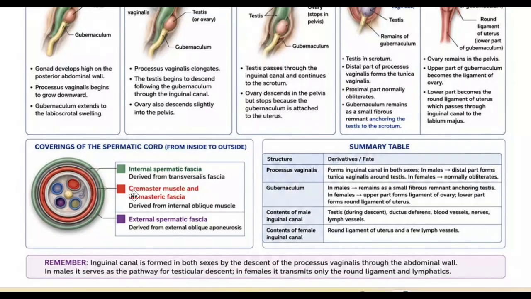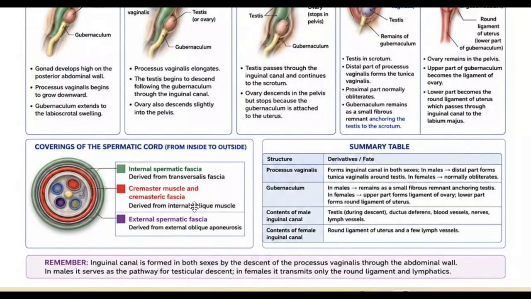Now why only the lowest fibers of the internal oblique? Why is the book specifically mentioning that word? Because only lower fibers lie in its path. These fibers become the cremaster muscle and the fascia around them becomes the cremasteric fascia. So the internal oblique gives two things. First, it gives the cremaster muscle, and second, it gives the cremasteric fascia.